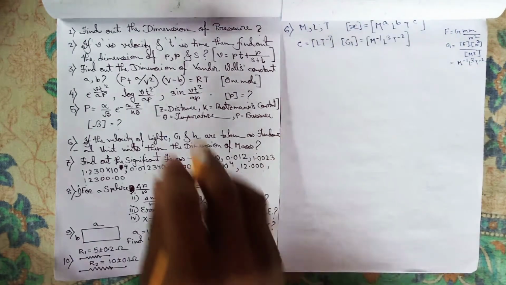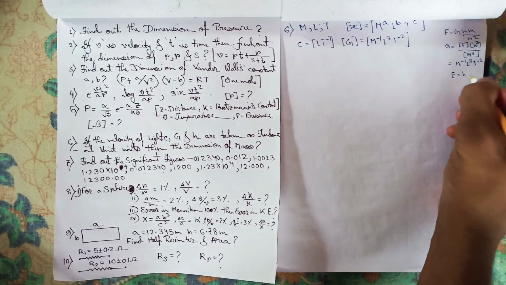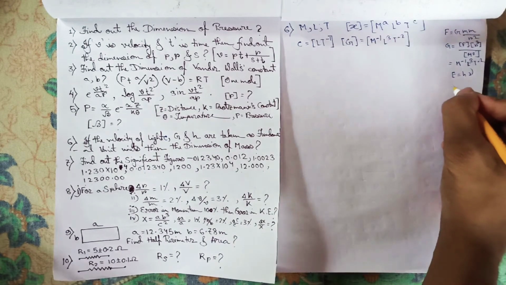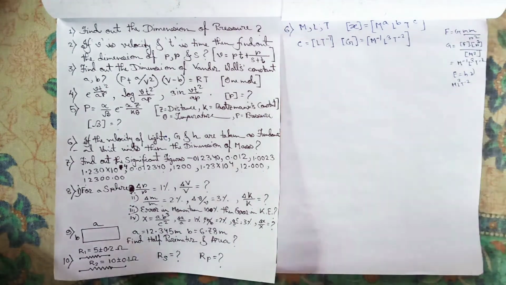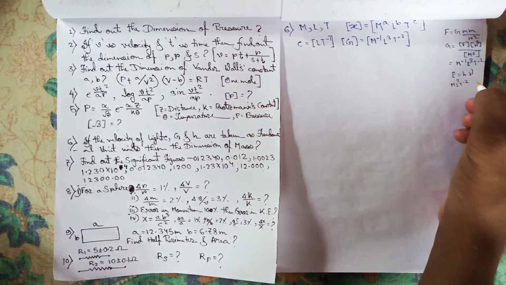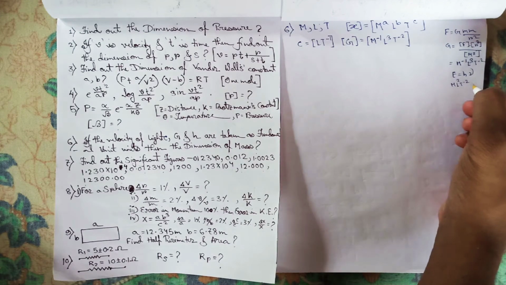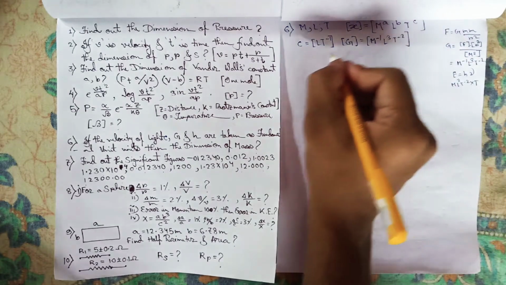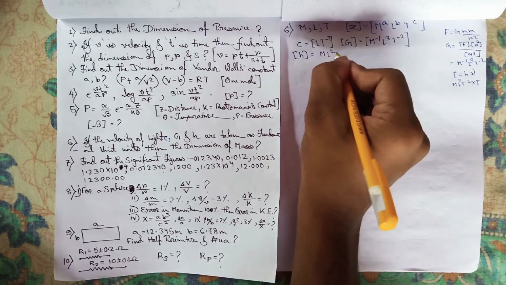And what will be the dimension of h? Planck's constant. We know energy E = h nu. Energy has the dimension M L² T^-2, and nu has the dimension of 1 by T. So 1 by T means T will be multiplied. So h will have the dimension of M L² T^-1.